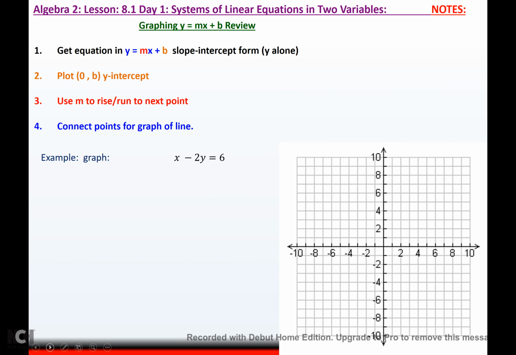All right, so let's review how to graph. First thing you do is get your equation in y equals mx plus b form, slope-intercept form, which means get y alone. You're going to plot (0, b), which is going to be the y-intercept, and then you're going to use your slope to rise and run to the next point and connect them.